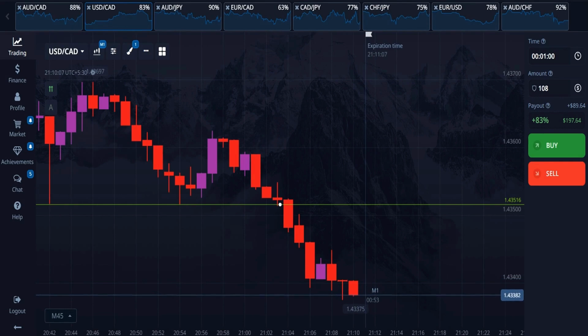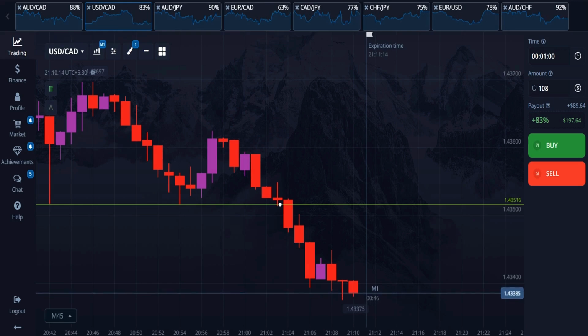The 5 trades are now completed. Let's check the results. Out of 5 trades, we won 4 and lost only 1. This proves how powerful this strategy is. Always find strong support and resistance levels before taking trades. Try this strategy on a demo account first. Once you're confident, then apply it to a real account.